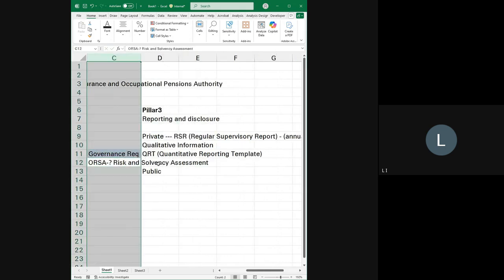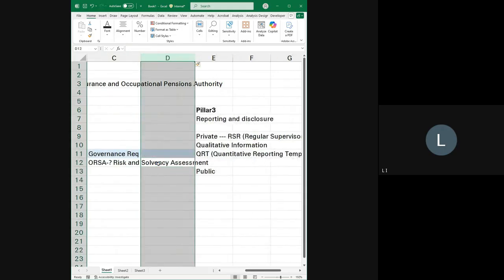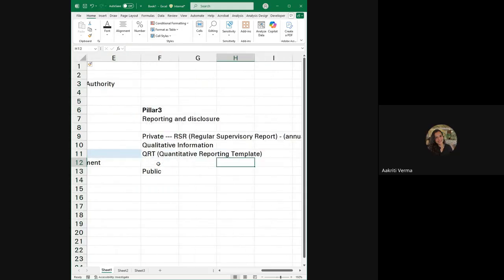Does that make sense to everyone? Yes or no, guys? Yes. Yeah, sir. And so the qualitative information would be what all review processes we have done and how exactly we assess risk, whatever we talked about in Pillar 2.